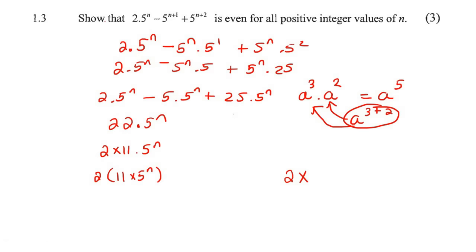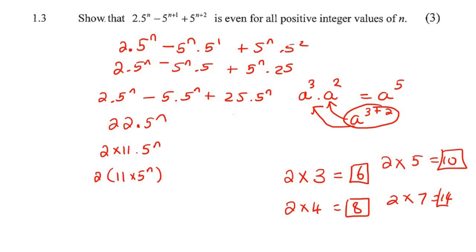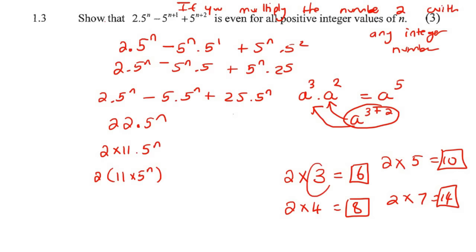For example, if I multiply it by 3, I get 6. That's even. If I multiply it by 4, I get 8. That is even. If you do it by 5, you get 10. That is even. If you multiply it by 7, that's 14. It is even. So if you multiply the number 2 with any integer number, like 3, 4, 7, 5, I'm not saying you must multiply it with decimals and things like that, you get an even answer.